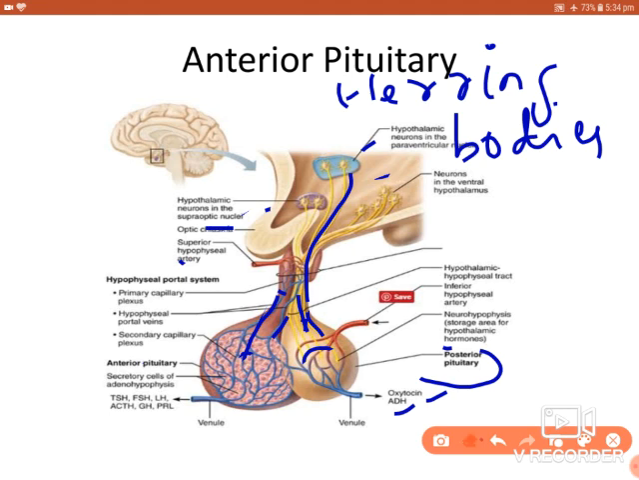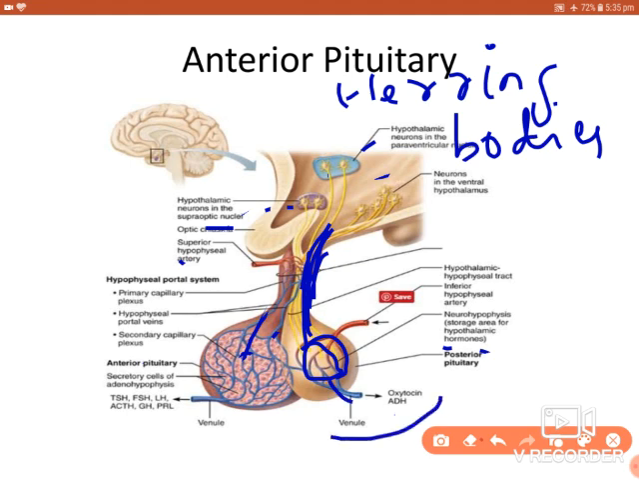Here in the posterior pituitary you can see these neurons. These are the non-myelinated axons from the nuclei of the hypothalamus. There are nearly 1 lakh nerve fibers. The secretions reach the capillary plexus, then the venules, and then the systemic circulation. So this posterior part doesn't secrete any hormones; it acts as the releasing and storage center of vasopressin and oxytocin.